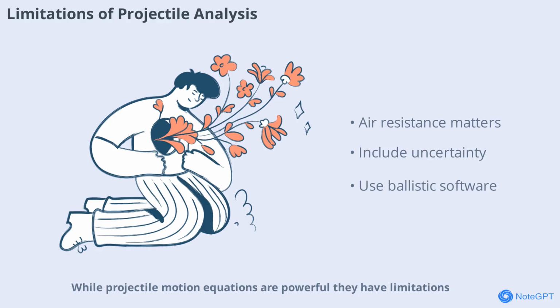While projectile motion equations are powerful, they have limitations. Real-world factors like air resistance, wind, bullet spin, Magnus effect, and uneven ground can introduce errors of up to 10–20%. Forensic reports always include uncertainty ranges and recommend using ballistic software for more accurate validation.